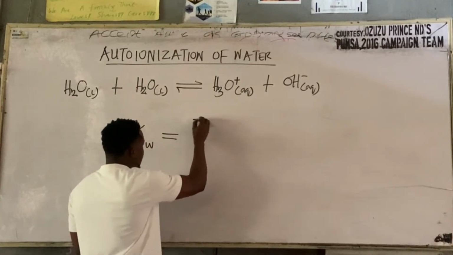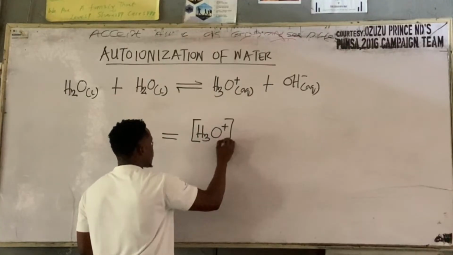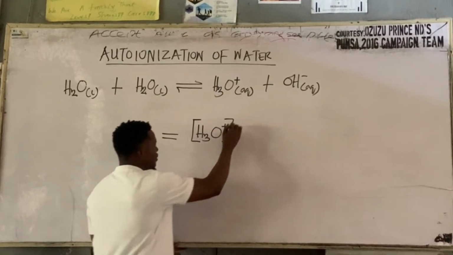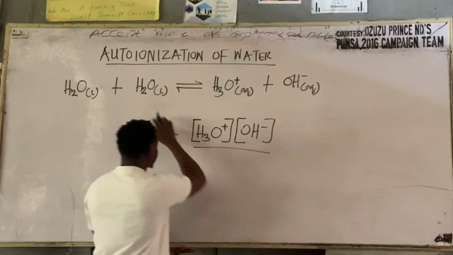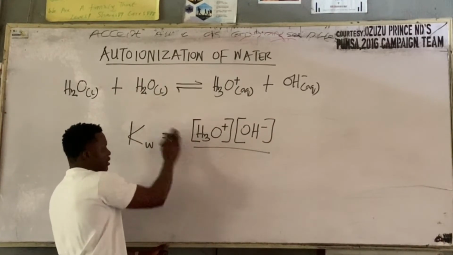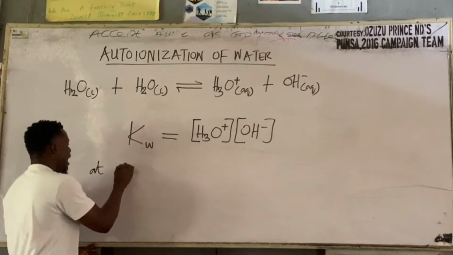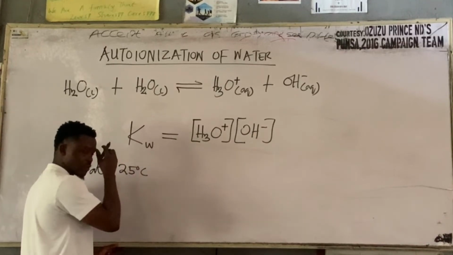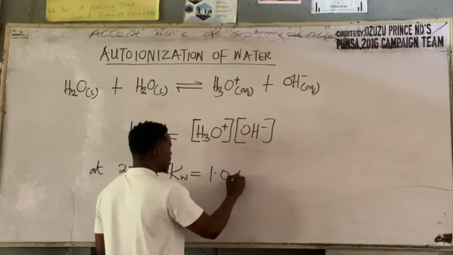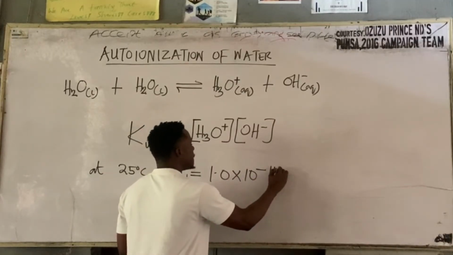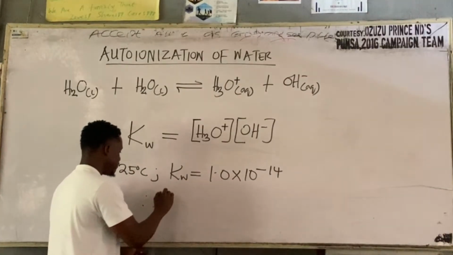So what we have here becomes this times this. It was supposed to be all over this, but I'm not going to include it because it's a liquid. So I remove this. Now, at 25 degrees Celsius, Kw is always 1.0 times 10 to the power of minus 14.